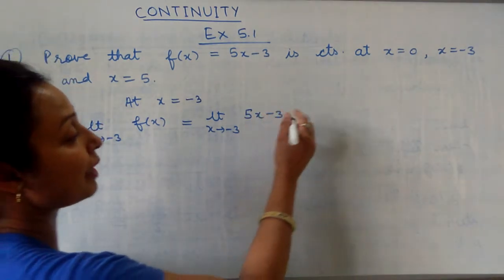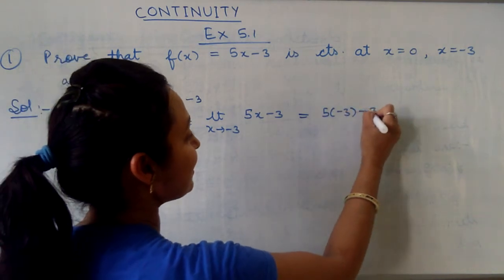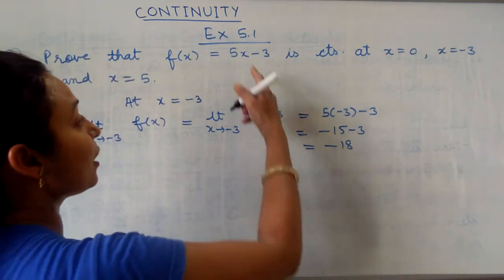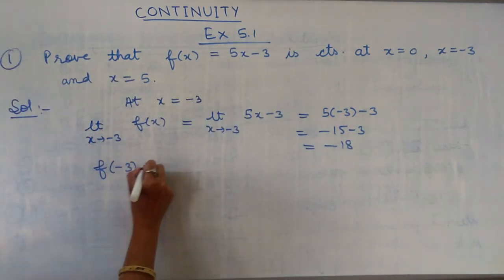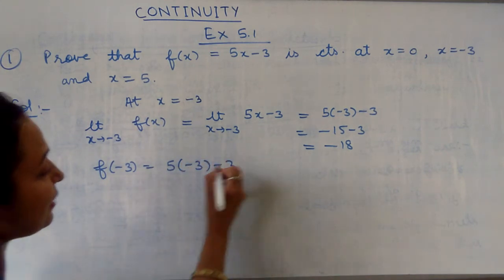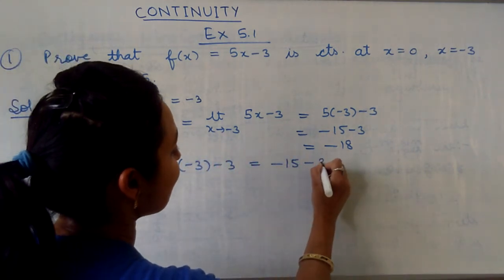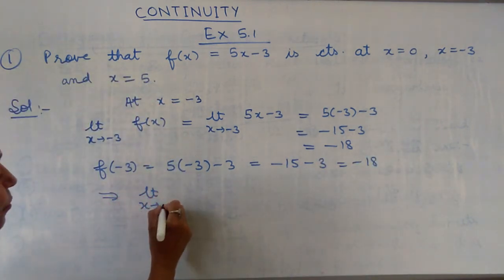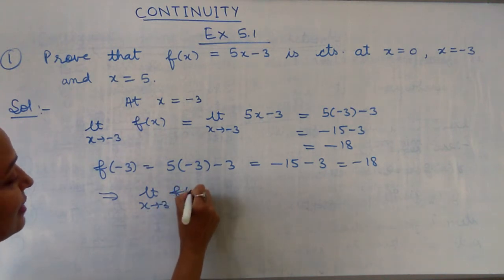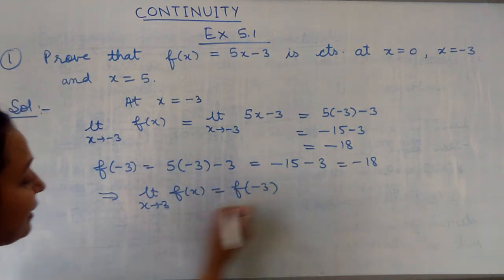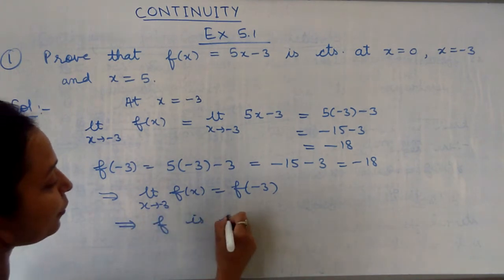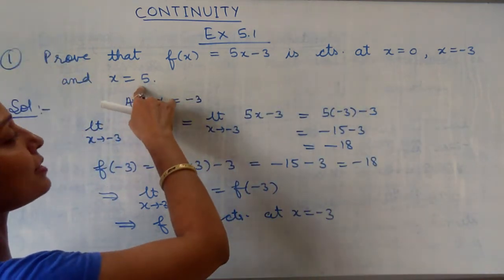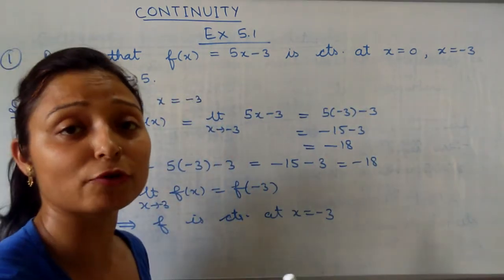Now I will put the value of minus 3 here, 5 times minus 3 minus 3, that is minus 15 minus 3, that is minus 18. Okay, now I will take the direct value f of minus 3, that is 5 times minus 3 minus 3. 5 3s are 15, 16, 17, 18, it will equal minus 18. That means limit x approaches minus 3, f of x is equal to f of minus 3. This means f is continuous at x equals minus 3. Similarly, you can prove the question for 5. Same method, same way of doing that question.